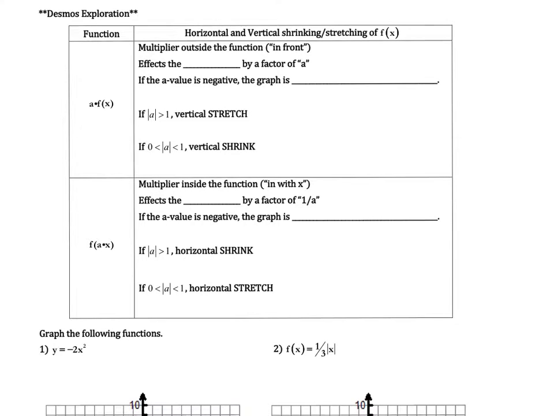Okay, so horizontal and vertical shrinking and stretching. So notice that the multiplier, which is a, is on the outside of f(x). Okay, and remember that f(x) are your y values. So we are multiplying the y values by this factor.